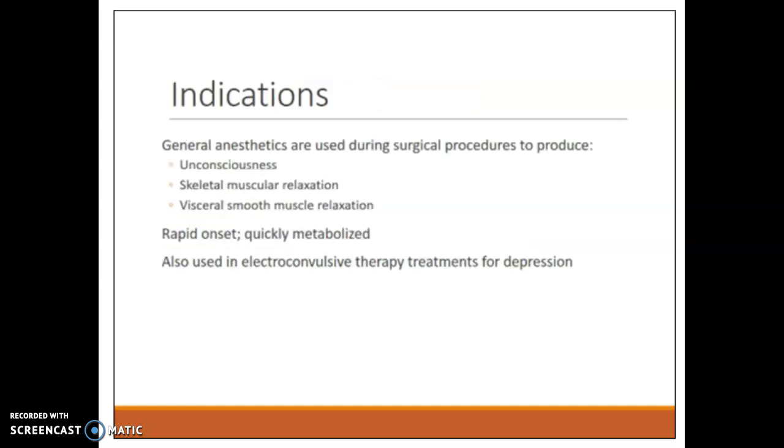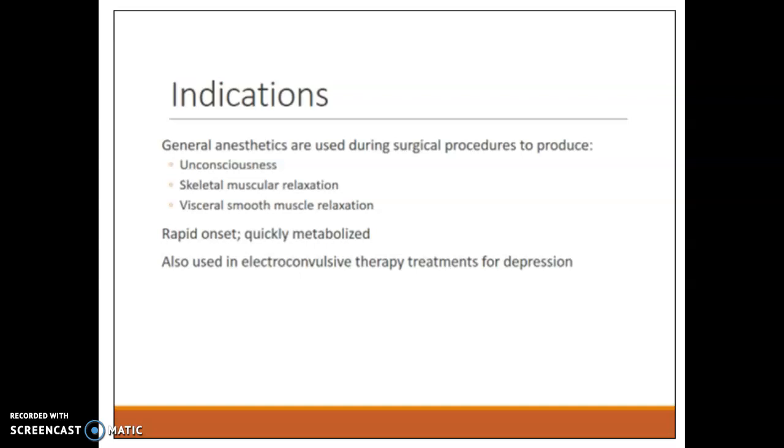The indications for general anesthesia are during surgical procedures. We want to produce unconsciousness as well as skeletal muscle relaxation and visceral smooth muscle relaxation. The onset is quite rapid, and these medications are quickly metabolized. They can also be used in electroconvulsive therapy, or ECT, which is a treatment for depression.